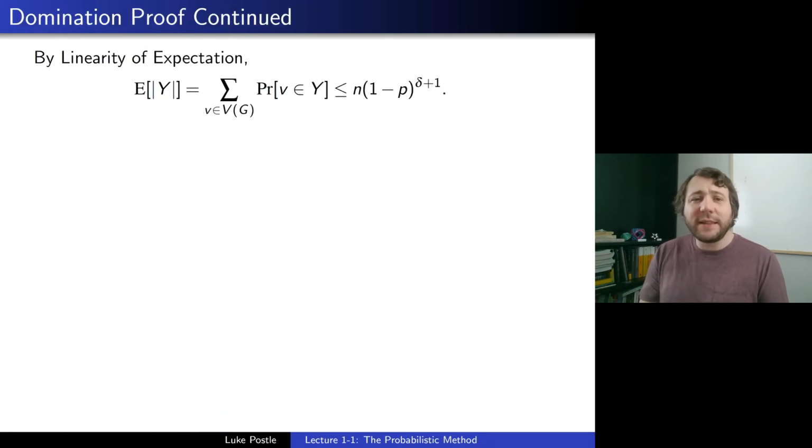With that, we can then use linearity of expectation to say that the expectation of the size of y is the sum over the vertices of the probability that v is in y. Because that would be the sum of the expected amount from each vertex, which is 1 if it's in and 0 if out, which is therefore the probability. And since you've got a uniform upper bound, we can upper bound this with n times (1 minus p) to the delta plus 1 as there are n vertices.